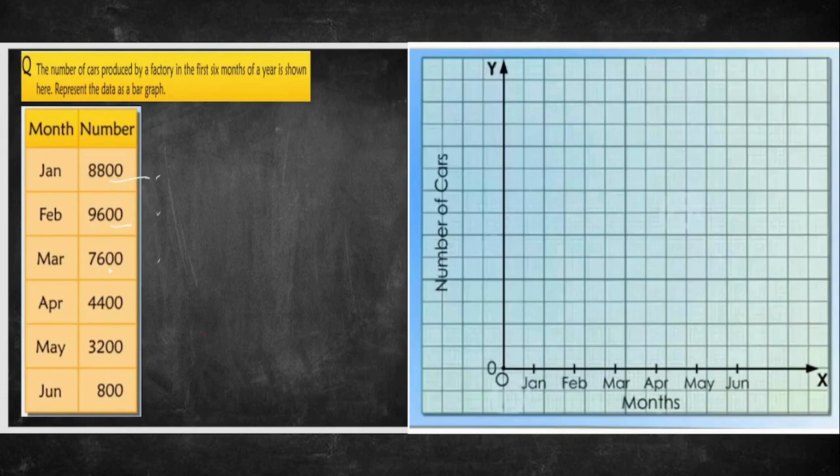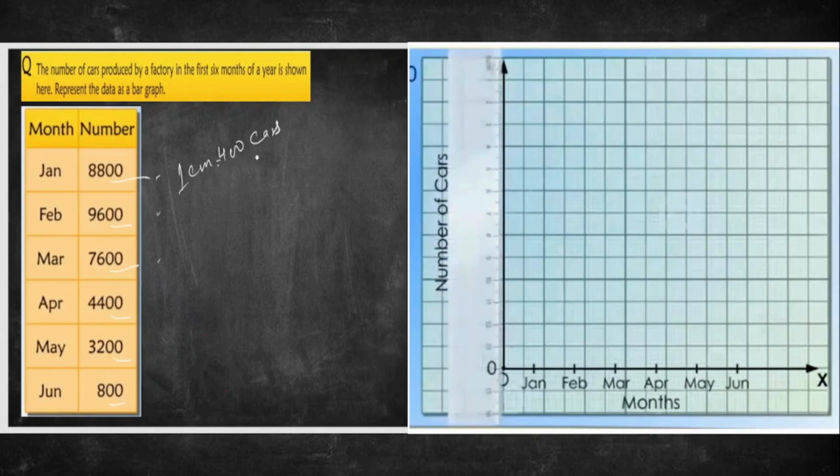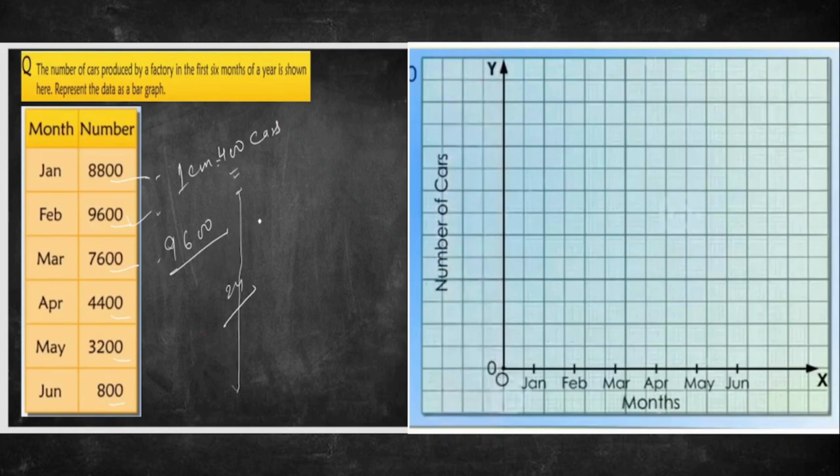Here you can see all these numbers are ending with 2 zeros, right? It means all these numbers are divisible by 4, as you know the divisibility rule of 4. So if we take 1 centimeter equals 400 cars, then your graph will go too long. Why? Because the highest is 9,600. So for 400 cars, you need to draw 24 lines to represent 9,600.